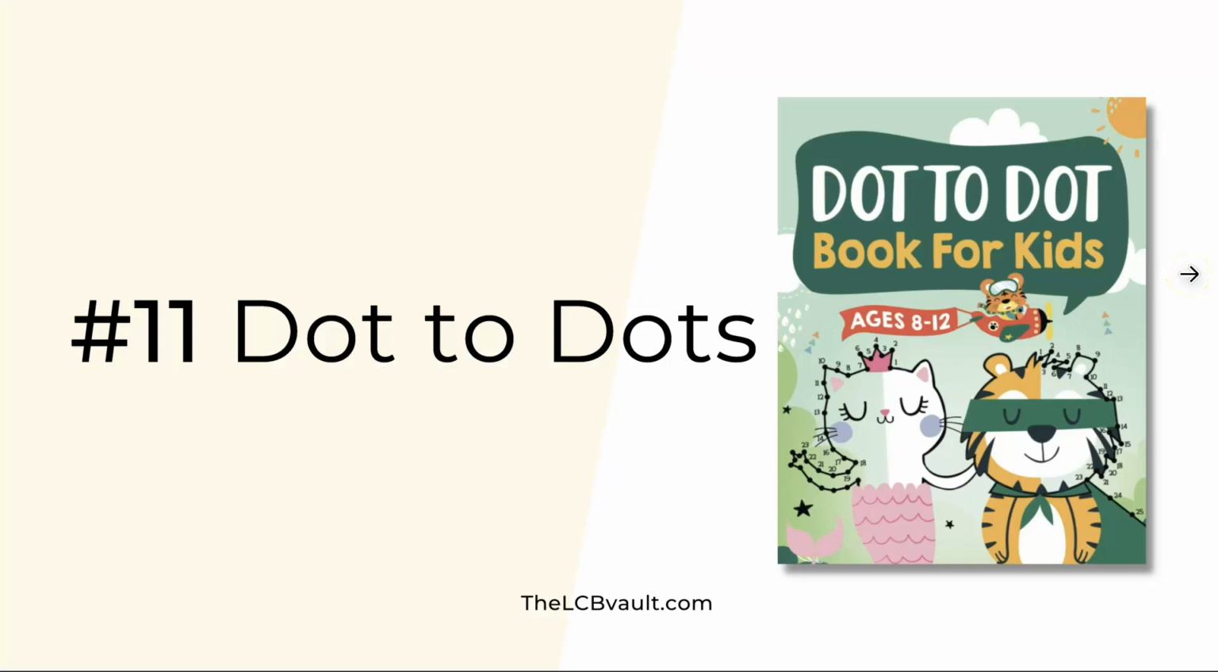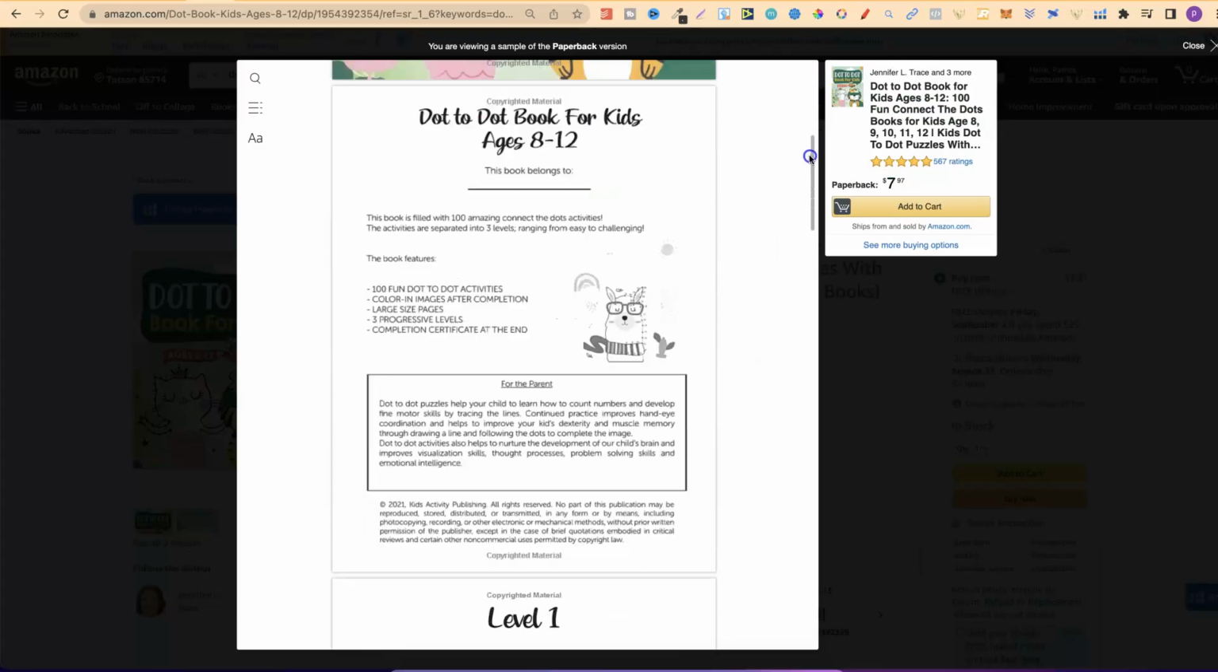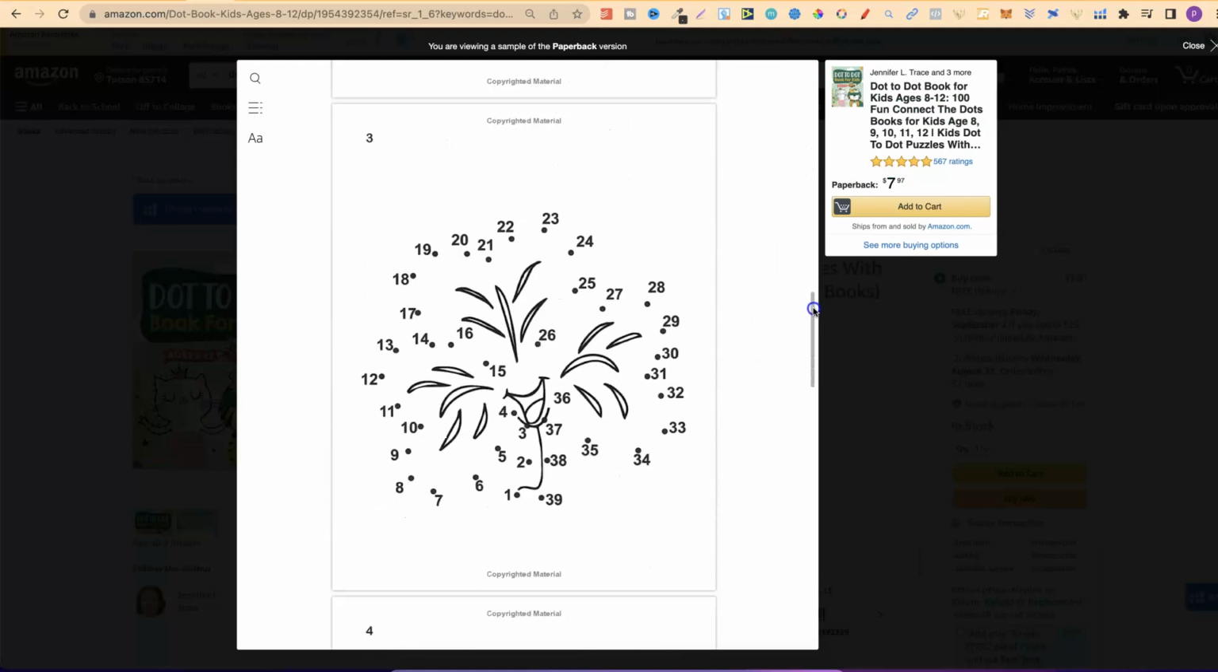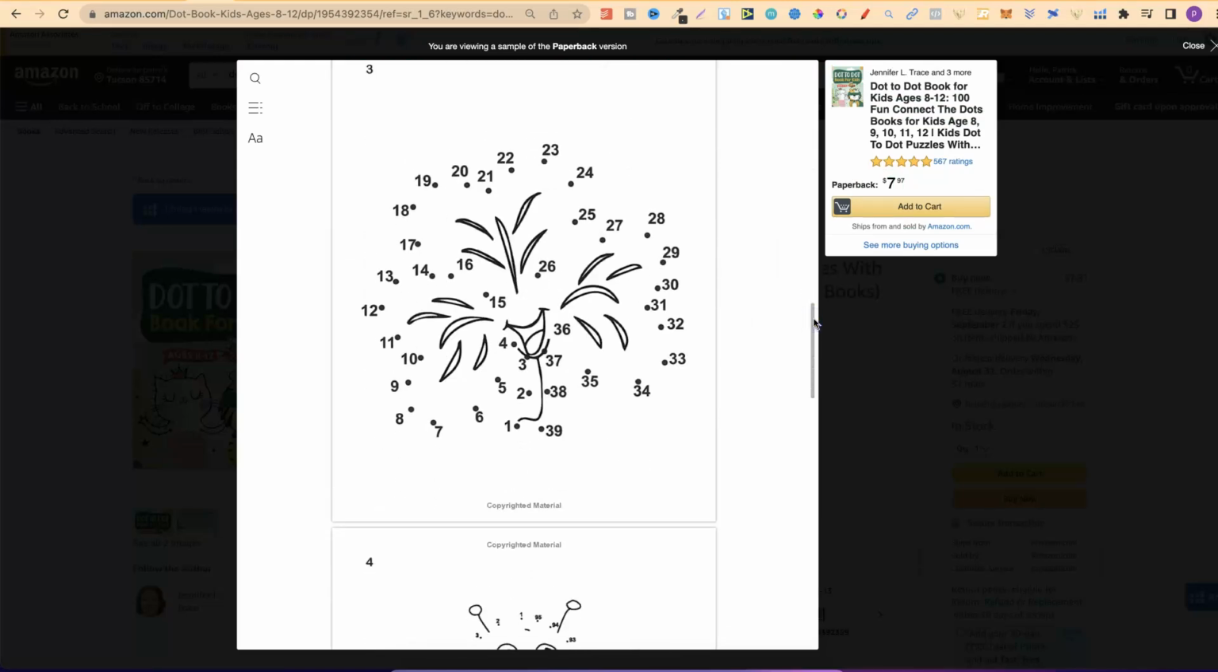Book number 11, and that's dot to dots. Now, if we come over to Amazon, scroll down, we can see what the dot to dots look like. Most people know what dot to dots look like as well, and I'm pretty sure there's a few different softwares on the market which can actually help you create your dot to dots. But that's book number 11.